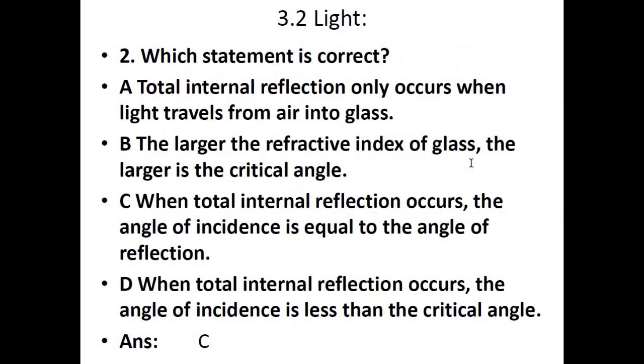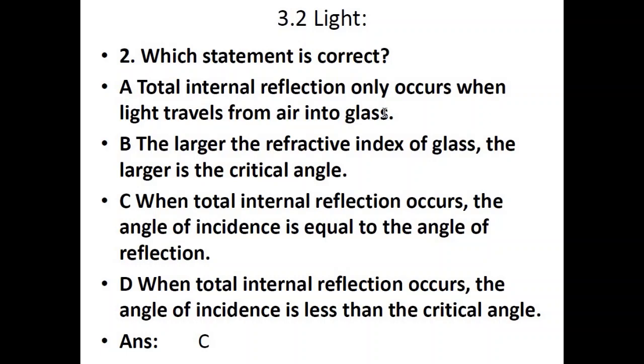Which statement is correct? Total internal reflection only occurs when light travels from air into glass. No, because in this case light is traveling from a less dense to a denser material, whereas we have studied it occurs when the opposite is happening. The larger the refractive index, the larger is the critical angle. No, that is wrong. We have studied that the larger the refractive index, the smaller the critical angle.